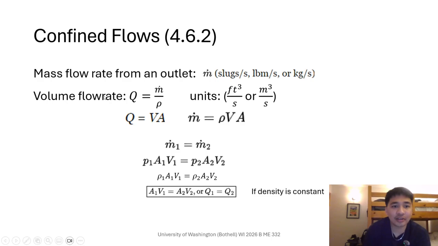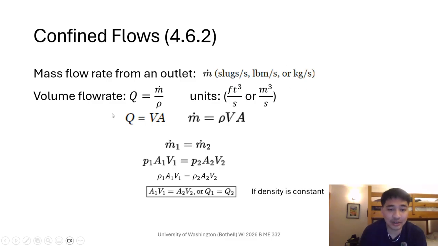Okay, and here, this is section 4.6.2, confined flows. This is essentially the idea of mass flow rate from an outlet. So if you just think of water coming out of your hose, right? Just water coming out of any outlet, or any hole or area. We use the symbol m dot, like the derivative m dot here. So it's slugs per second, pound mass per second, or kilograms per second.